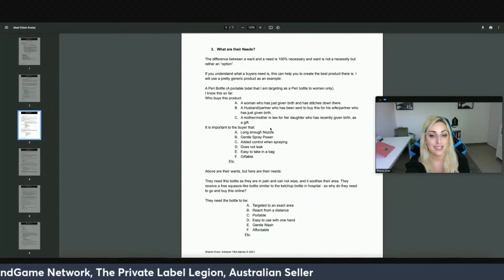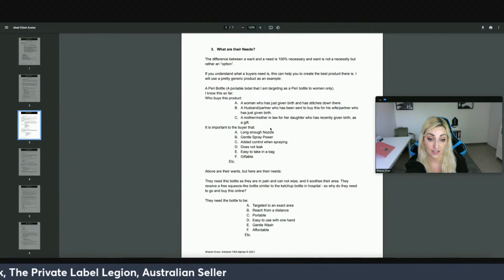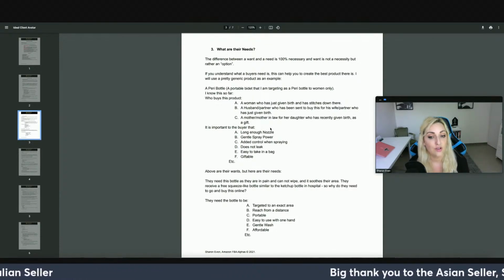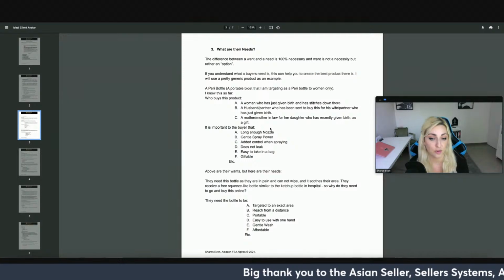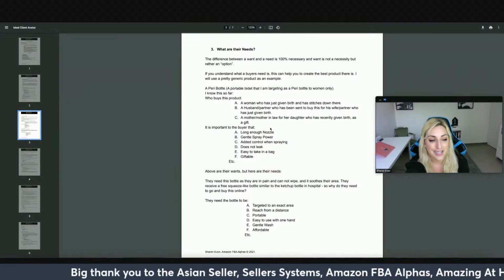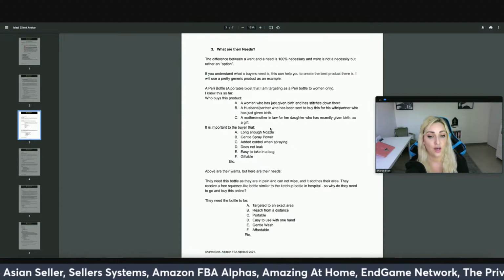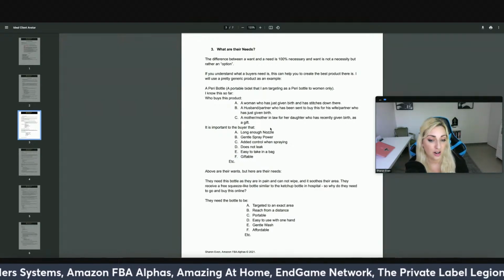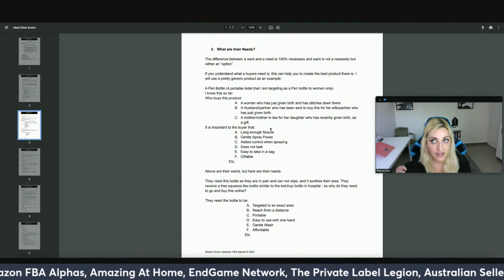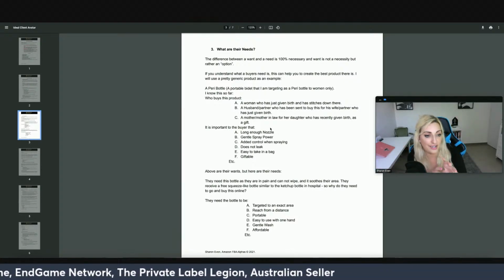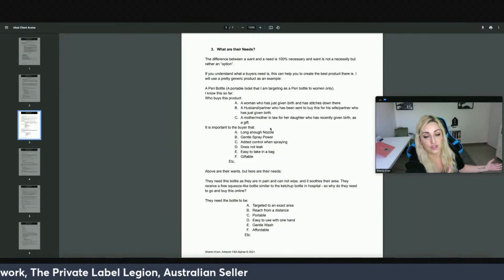They need this bottle as they are in pain and they cannot wipe, and it soothes their area. They receive a free squeeze bottle, similar to a ketchup bottle, in hospital. So why do they need to go out and buy this bottle? They need this because, A, it's going to be targeting a specific area. It's targeted to an exact area because it's got that long nozzle, compared to what they're given in the hospital.